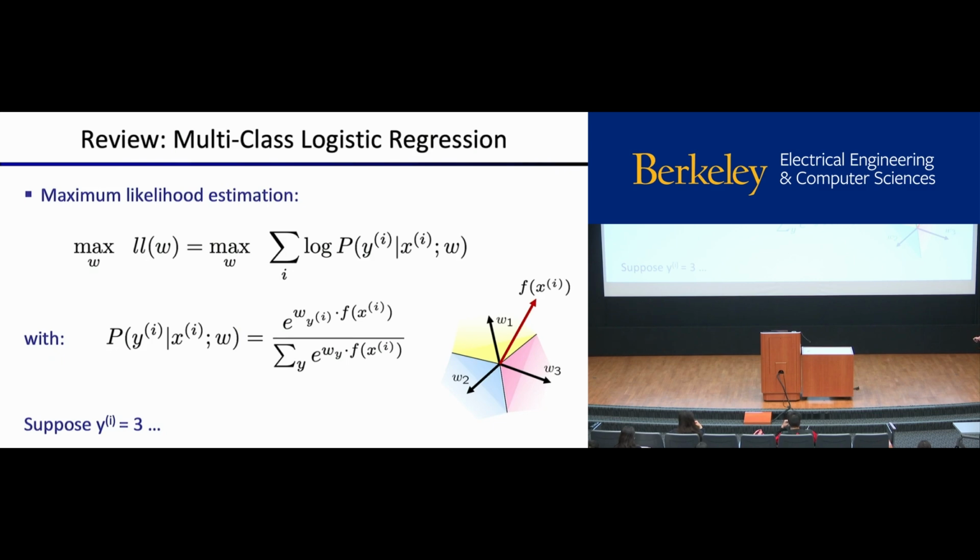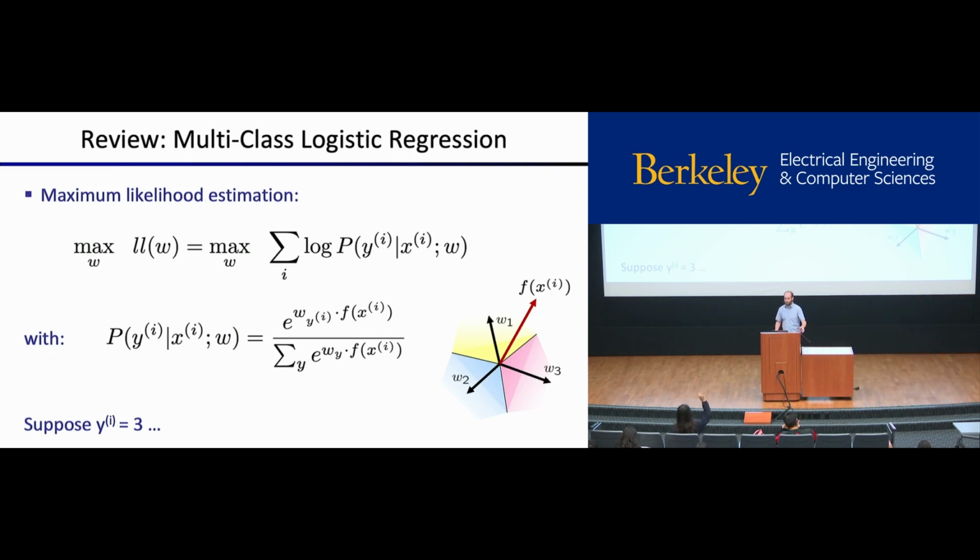So if our multi-class logistic regressor is using this W, this is the probability that it assigns to the actual Y given the actual X. And so we'll plug that in up here. We'll want to maximize the sum of the logs of that over our whole data set.